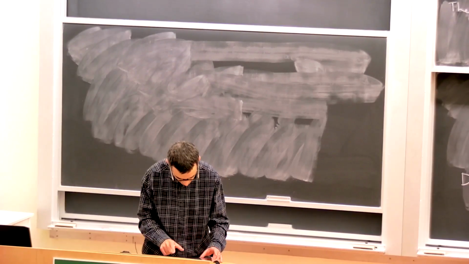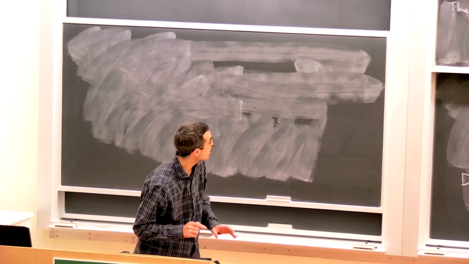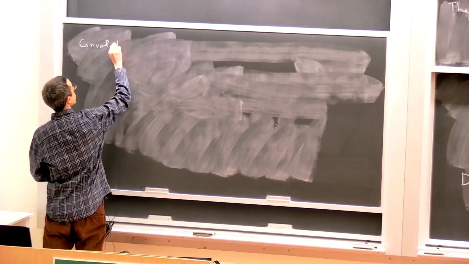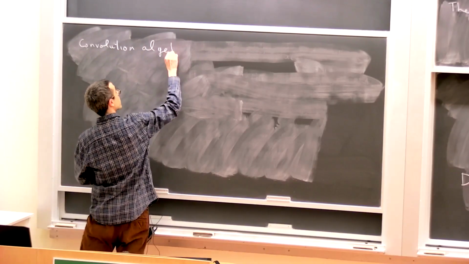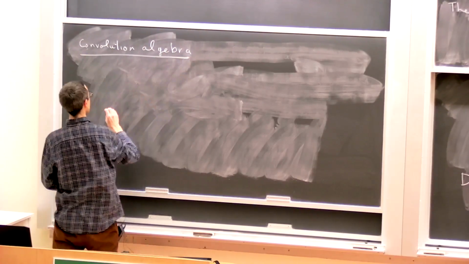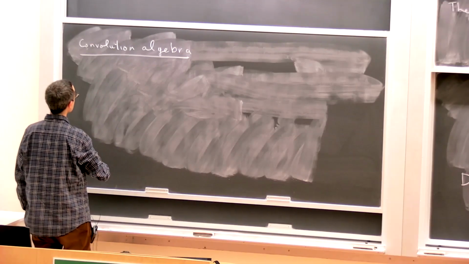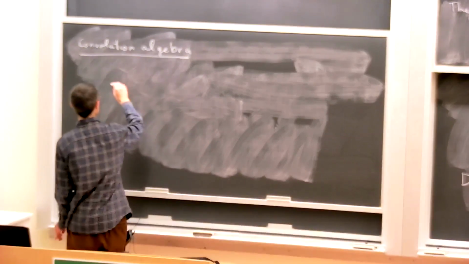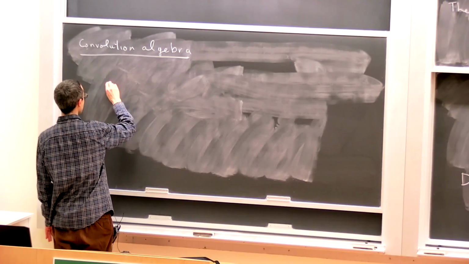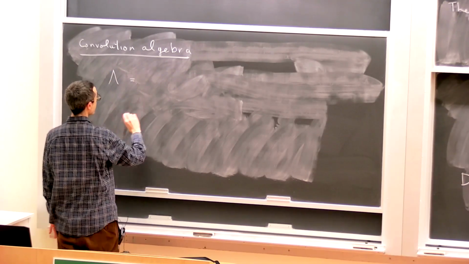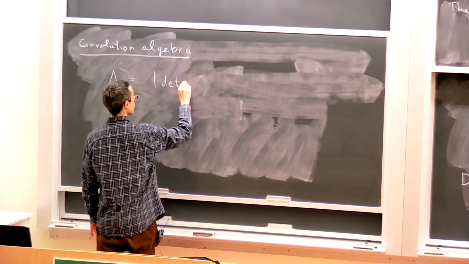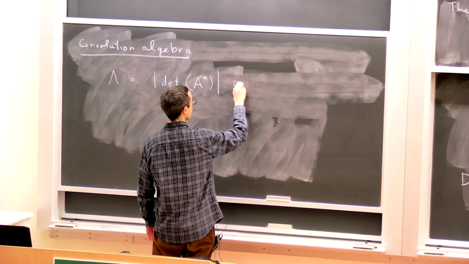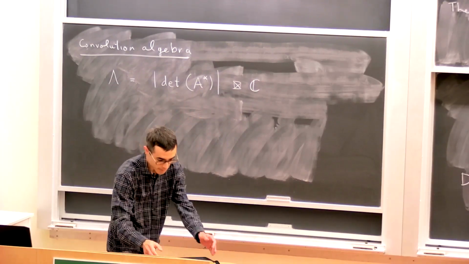Maybe I need to go a bit faster. Okay, so let me say a tiny bit about the convolution algebra. So the groupoid has a convolution algebra. I think the nicest way to do it is with densities or half densities. So I'm going to write lambda for this bundle, and maybe I'll complexify. It's not a big deal.